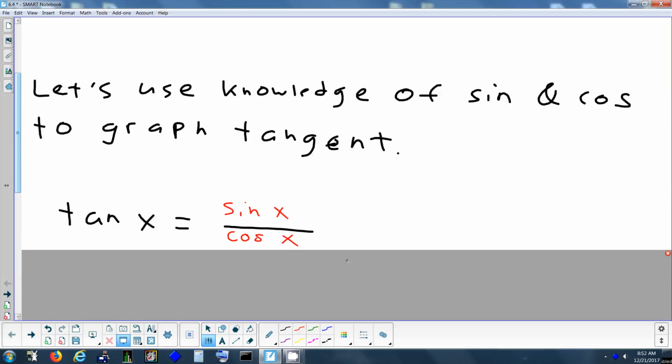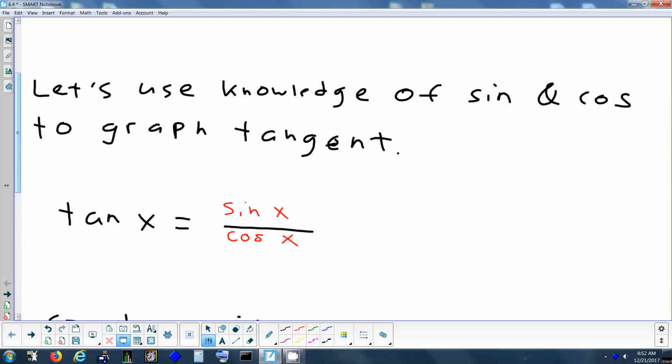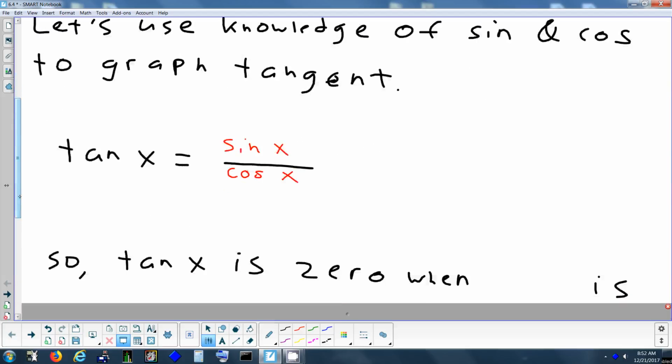All right, so now let's look at a couple questions. I want to know, first of all, when the graph of tangent would cross the x-axis. When would tangent be equal to 0? So looking at this fraction, can anybody tell me what would have to equal 0 in that fraction for tangent to come out to 0? Okay? When sine is 0.